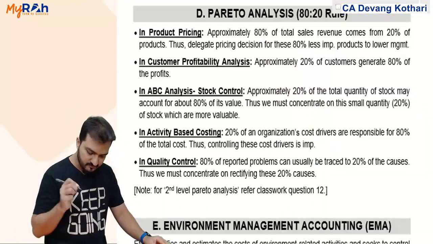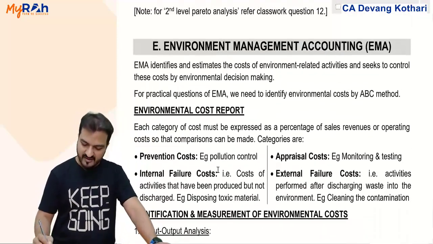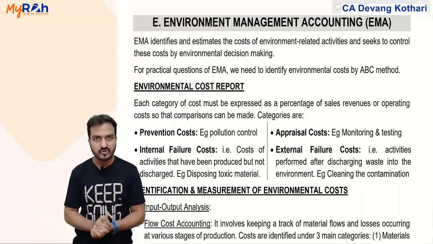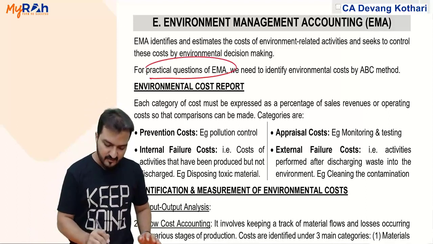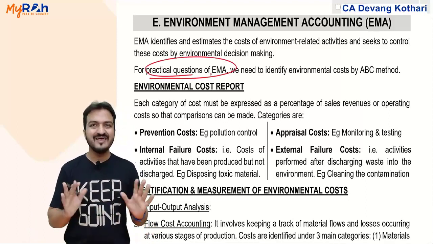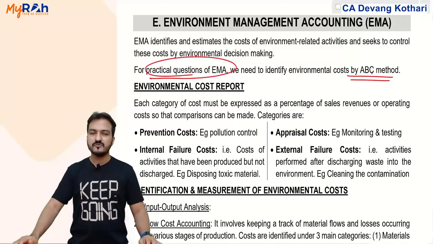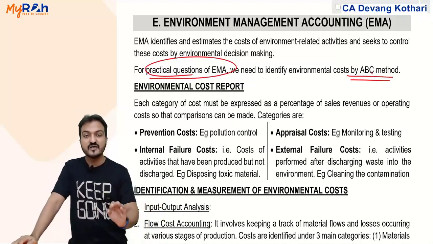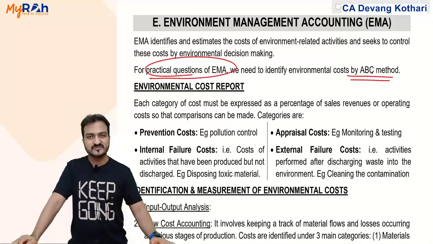Back to the revision, back to the summary. Last topic in the chapter is environment management accounting. Well, this is also mostly theory, but practicals can also come. However, any practical question you get from EMA here, that question is only and only pertaining to the ABC method. The practical questions of EMA will always be asking you to identify environmental cost by activity based costing method.